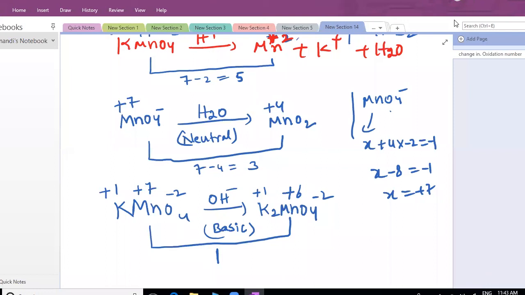K2 means +2, but each K how much? 2K is 2, so 1K how much? +1. I wrote directly potassium +1. 2K plus only, sir. This is a doubt, sir. Next, anyone? Please. If no doubt, we can do one more example. Any doubt here?